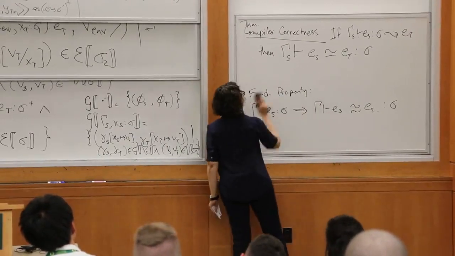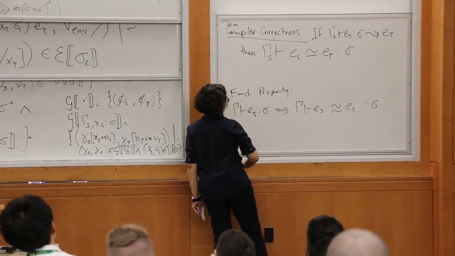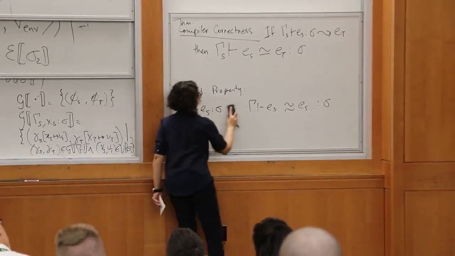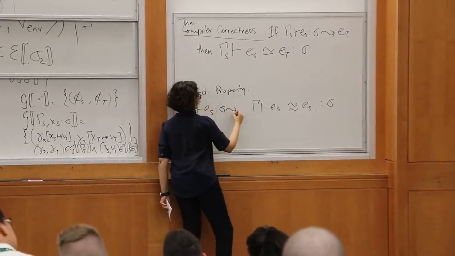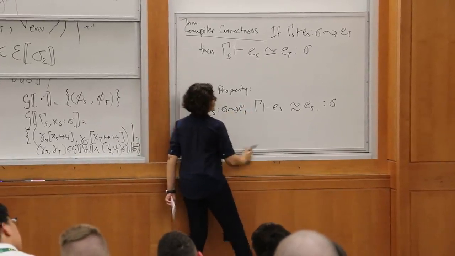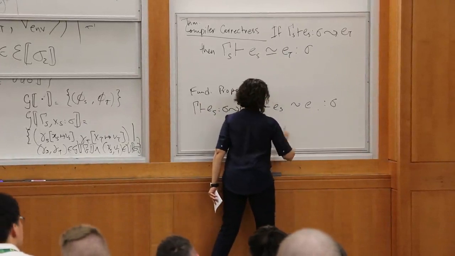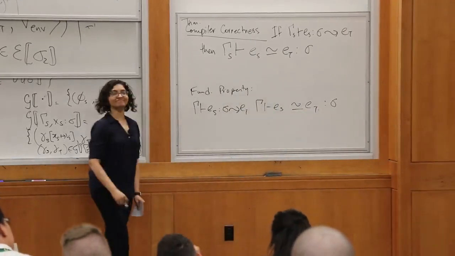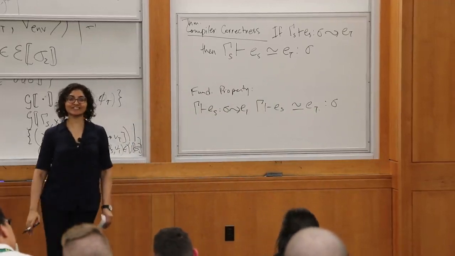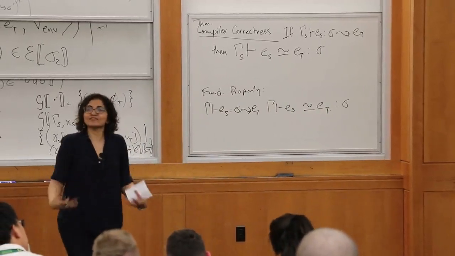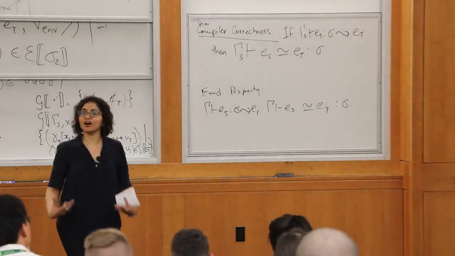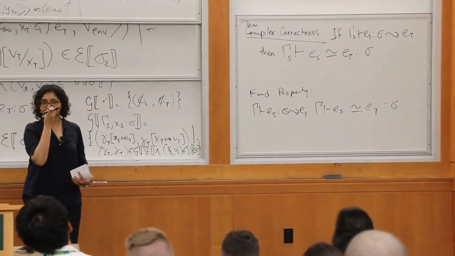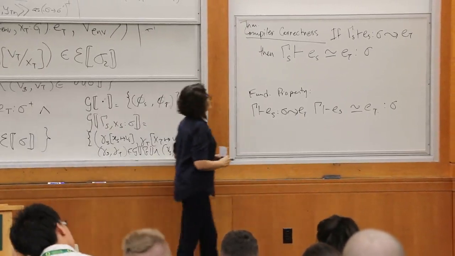All right. In the case of compiler correctness, what do we want to prove? Well, we want to prove that if ES has type sigma and it compiles to ET, then these two are related, which is what I wrote up there. So the compiler correctness theorem is the fundamental property of this logical relation, the fundamental property that we're trying to get out of this logical relation. Okay.